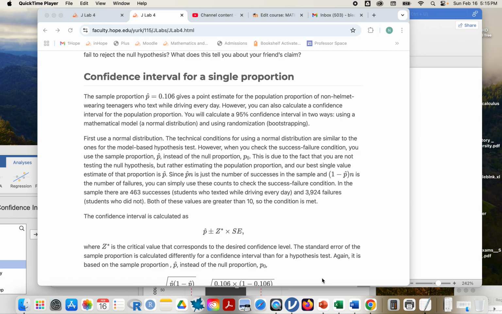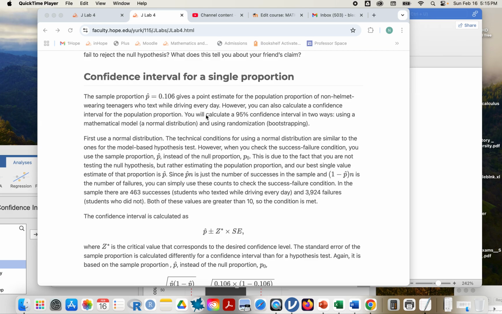So next one, generate a confidence interval for a single proportion. There's two ways you can do this. You can do this model-based if you've met the validity constraints, but we have to do the validity constraints slightly differently because we don't have the proportion from the null hypothesis. The proportion from the null hypothesis is indicated by this p sub 0.